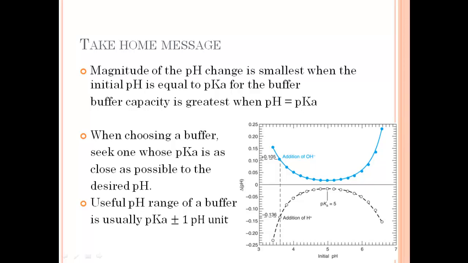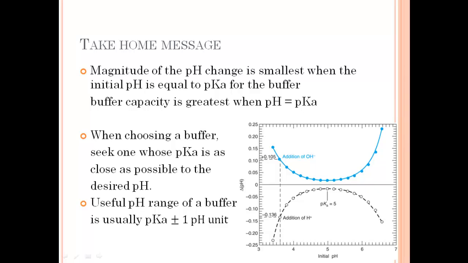The buffer capacity of any buffer is greatest when pH is equal to pKa. That is something that I said 2 slides ago. It shows you graphically, it shows you visually why that is. There's not much change, plus or minus 1 pH unit around the middle. But obviously, once that buffer has reached its capacity, then the thing starts spiking up or down depending on what you're adding. So when you choose a buffer in real life, right? When you choose a buffer, you should choose one whose pKa is as close as possible to the desired pH.